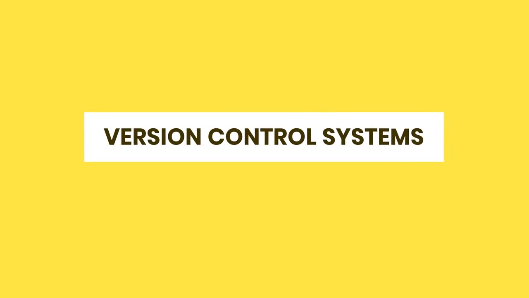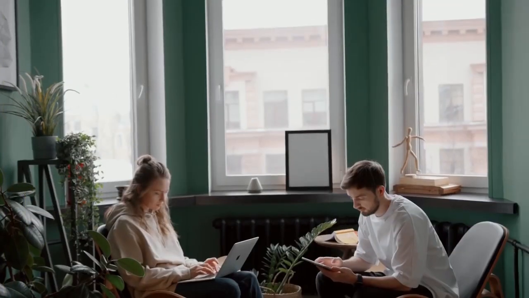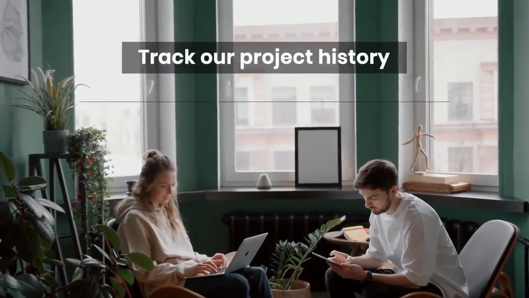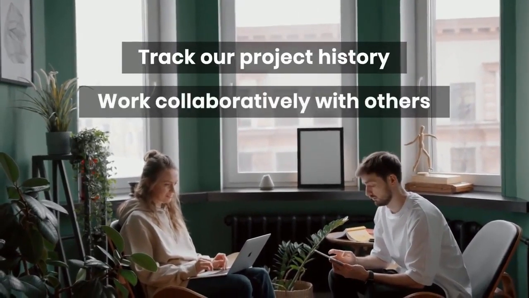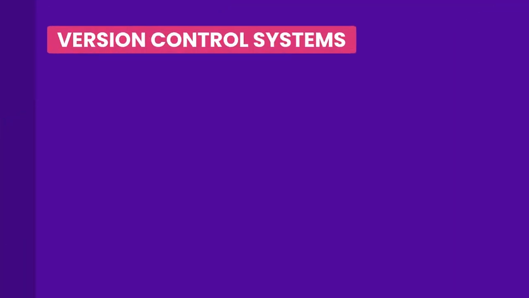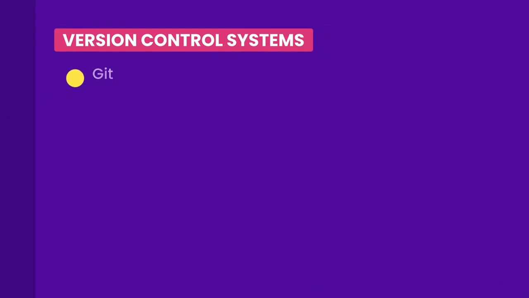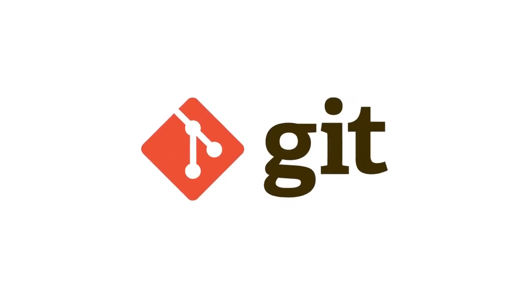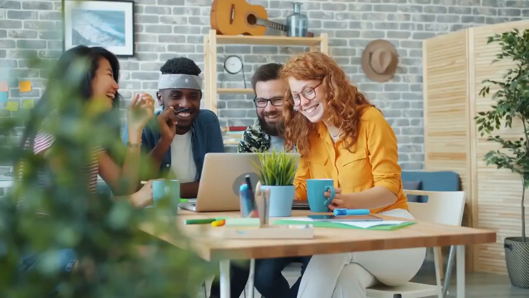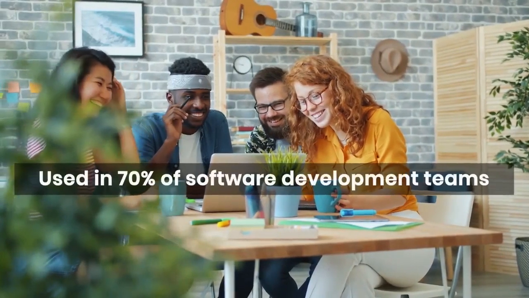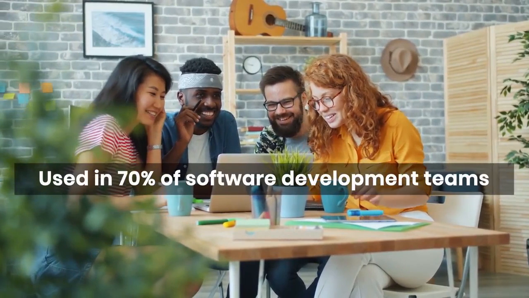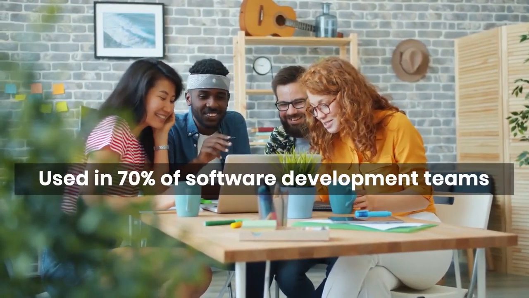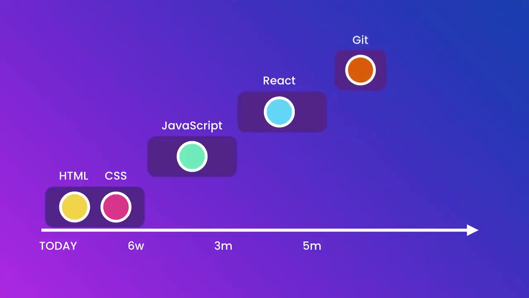All right, what's the next step? Version control systems. We use a version control system to keep track of our project history and work collaboratively with others. There are many version control systems out there like Git, Subversion, Mercurial, and so on. But Git is the most popular tool in this space and is used in more than 70% of software companies. That's why you'll see it in almost every job description. I would say you would probably need 2 weeks for learning Git. And again, I have a comprehensive course for you.